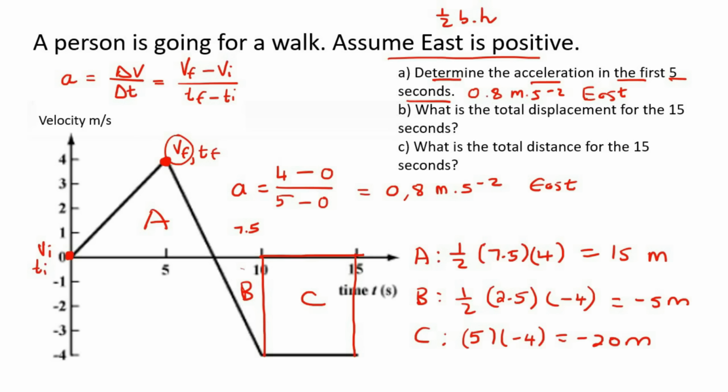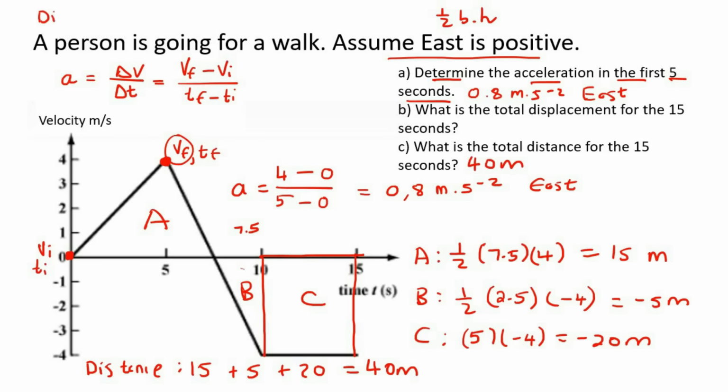Now, here's the important part. When you are calculating distance, which we are going to do in question C, you just add the numbers together, but without the negatives. So you just say 15 plus 5 plus 20. You don't look at the direction or the sign. You're just looking at the actual value. And if you add that up, you get 40 meters. That's for distance, 40 meters.